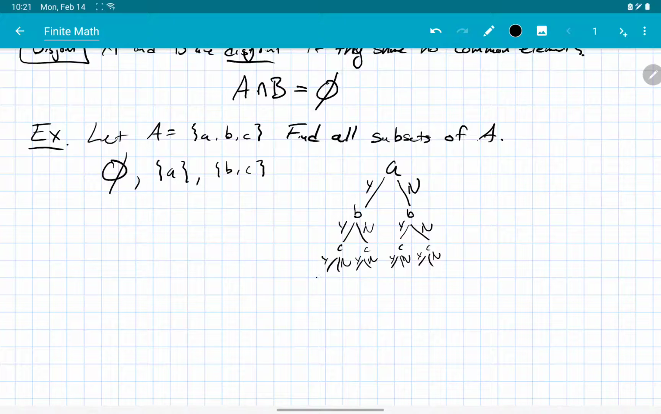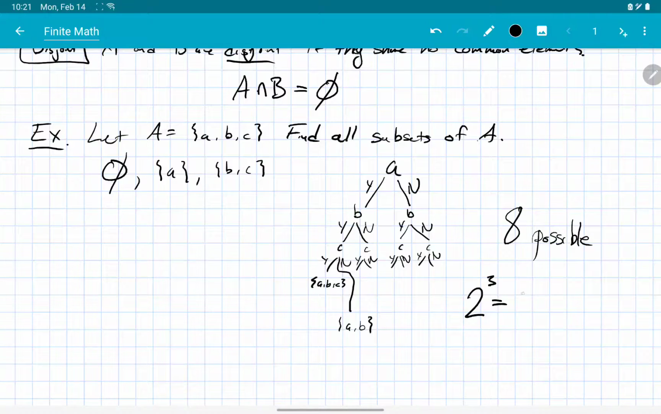Okay, so the set down here, this set here is a, b, c. Yes, we said yes to a and b and c. This second set here would be a, b, where we have a and b but not c, and so on and so forth. And we see that there are going to be 8 possible subsets. Because we're choosing, do I want a or not? That's one choice. Do I want b or not? That's a second choice. Do I want c or not? That's a third choice. So the reason it's 8 is because it's 2 to the third power. And 3 is the number of elements that was in the set A. And so there's a choice for each of those elements, whether you have it or not.